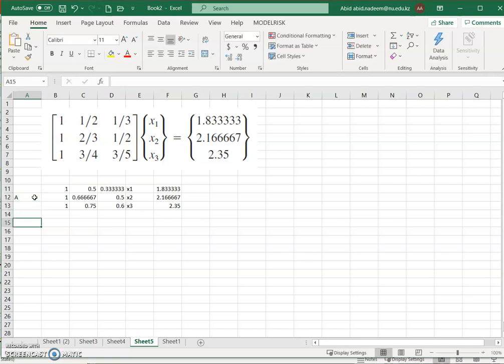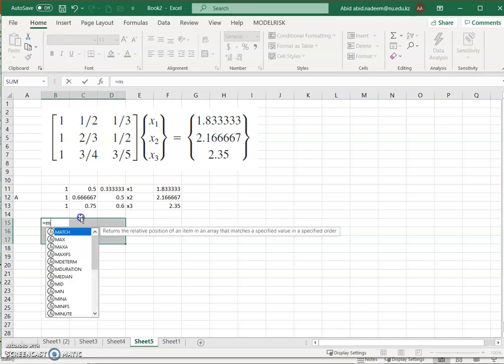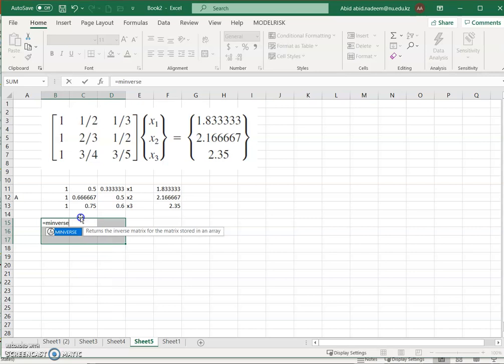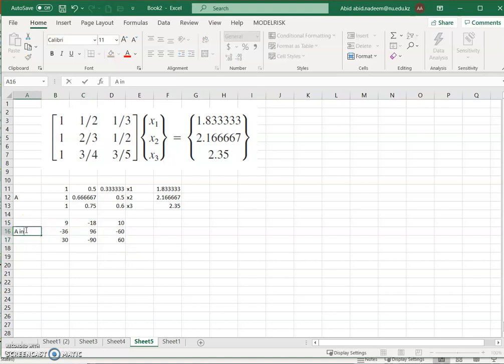Okay, so for this we will find the inverse of this matrix. The inverse will be a 3 by 3 matrix in this case, and I will use the matrix formula in Excel, MINVERSE, for the matrix inverse. I will give it the array, then press Ctrl+Shift+Enter, and this will give us the inverse of this matrix, which has nice whole numbers. Okay, so this is the A inverse.